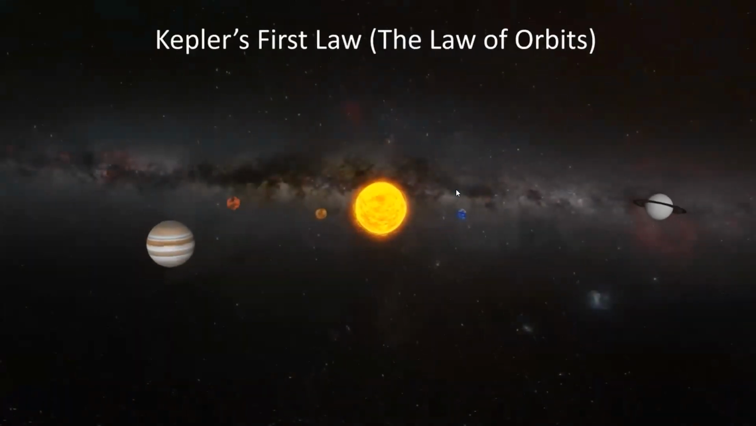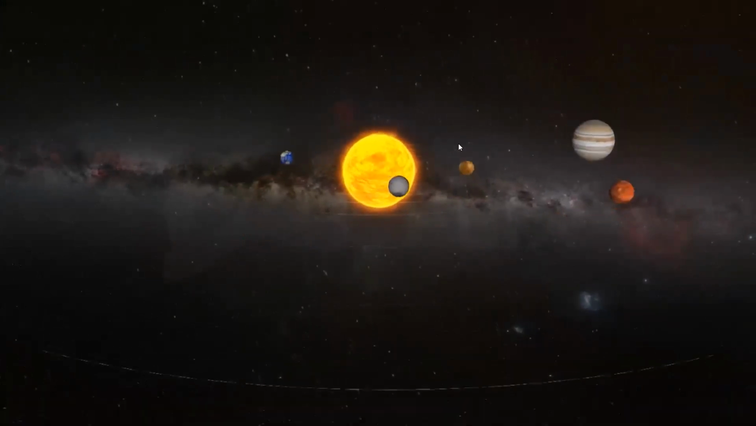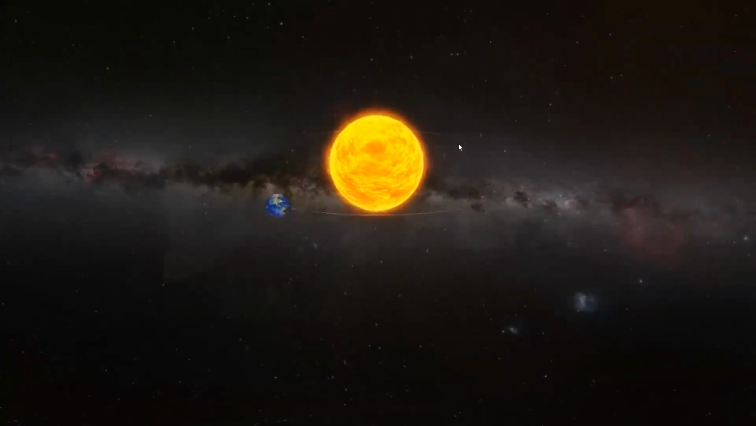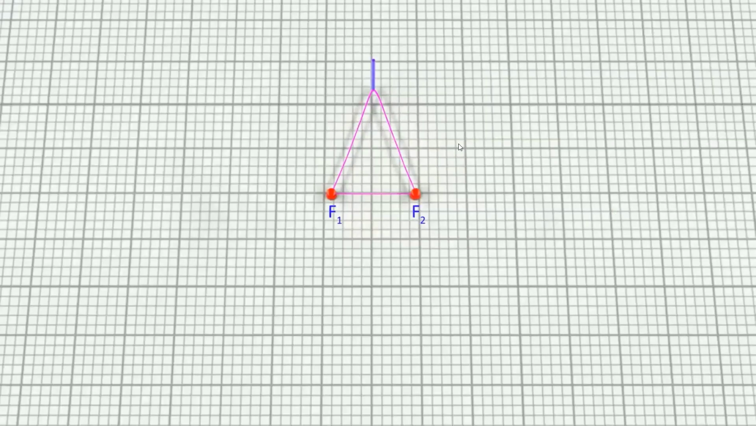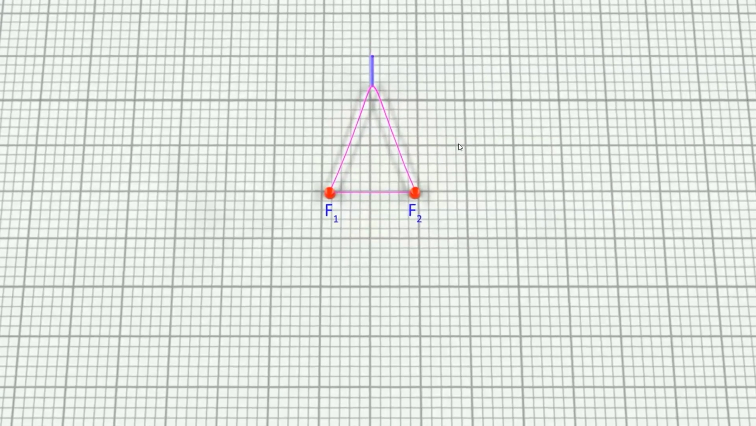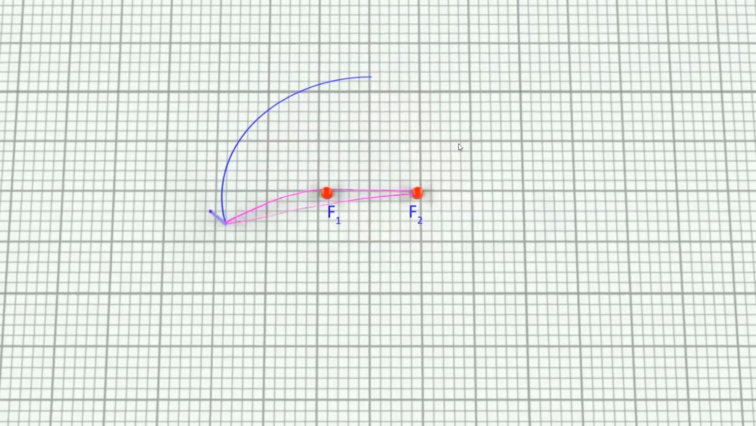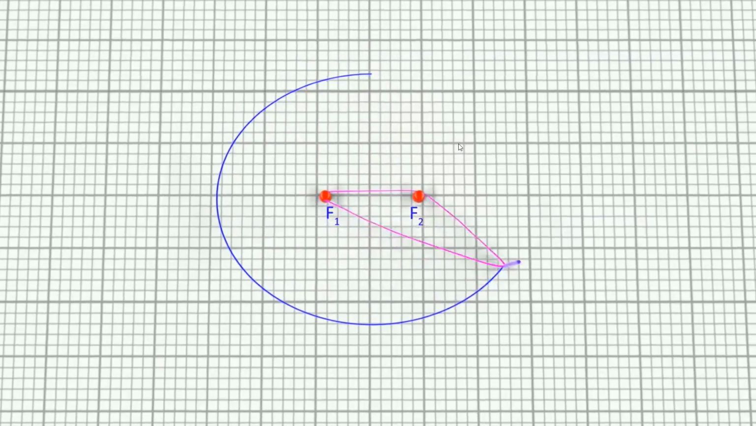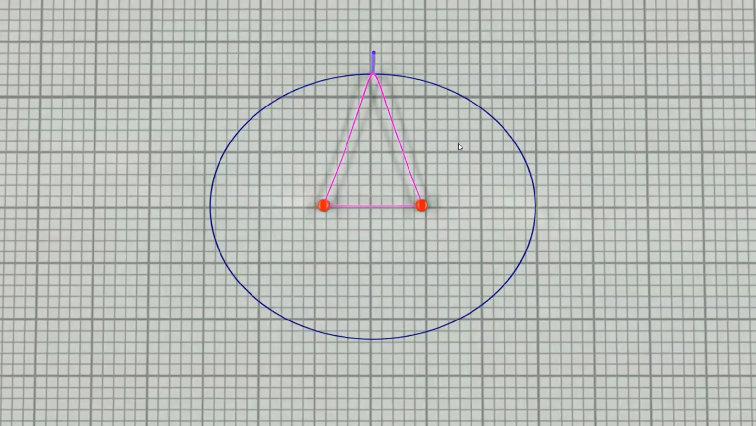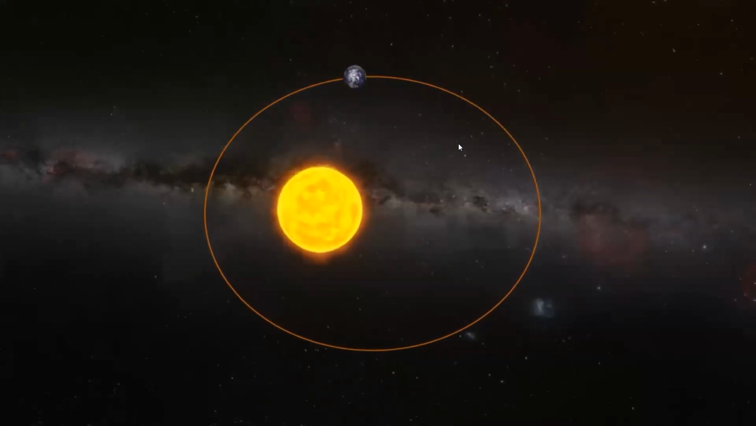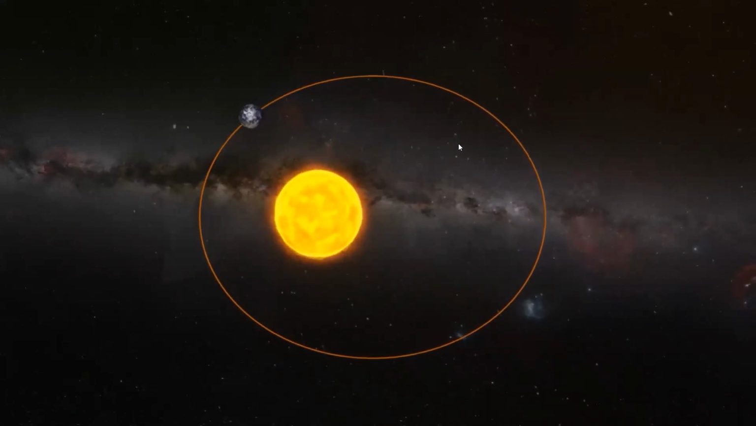Kepler's first law, the law of orbits. Contrary to popular belief, planets don't revolve in circular orbits around the Sun. They move in elliptical orbits. So, what is an ellipse? An ellipse can be drawn using 2 pushpins placed on a straight line. Using a string, when the pencil is rotated around the pushpins, an ellipse is formed. Kepler's first law states that all planets move around the Sun in elliptical orbits with the Sun at one of the foci.